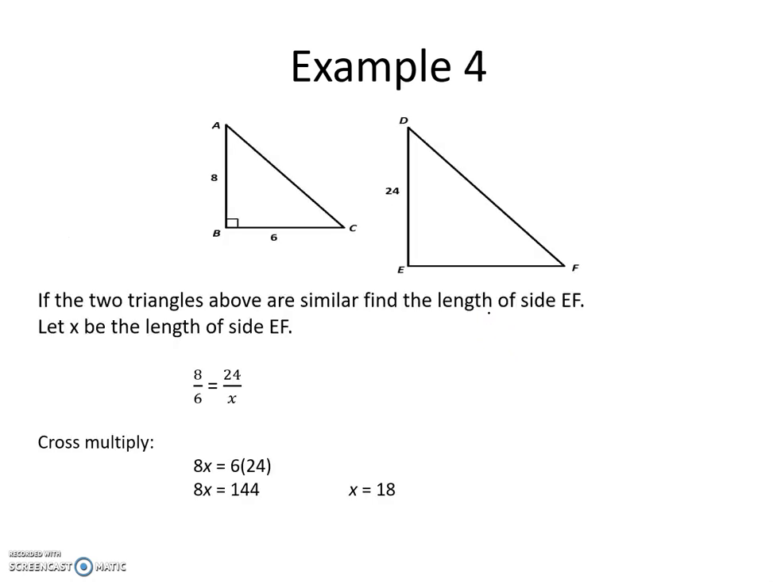On example 4, we're given 2 triangles and they are similar, and we're asked to find the length of side EF. Let x be the length of side EF, and we have 8 over 6 equals 24 divided by x. Once again, cross multiplying, we get 8x equals 6 times 24. 6 times 24 is 144, so we divide both sides by 8, and we find that x is 18.